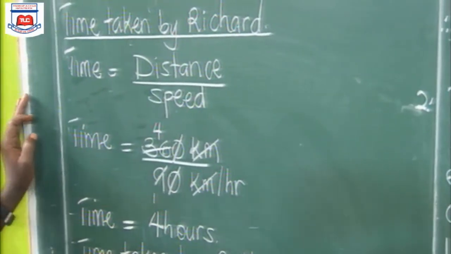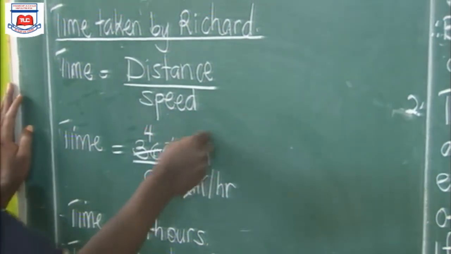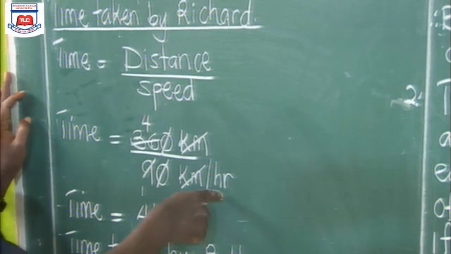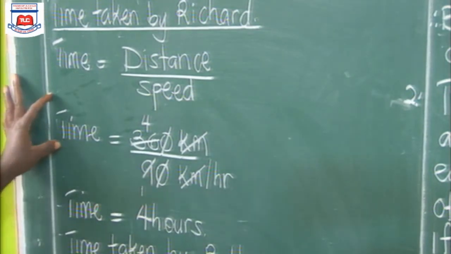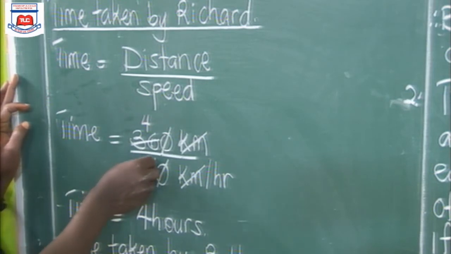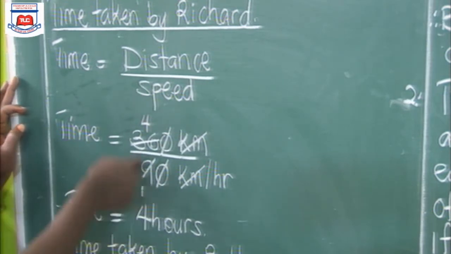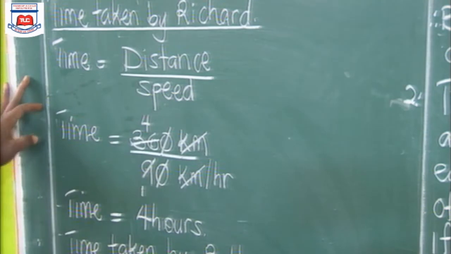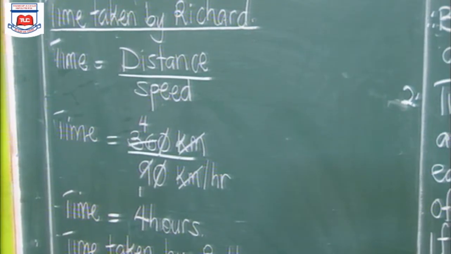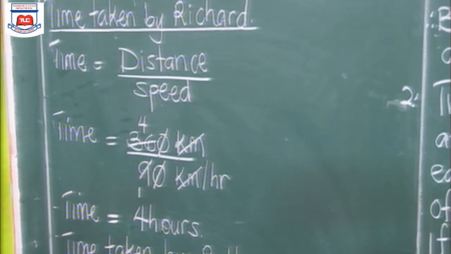Now, cancel off the kilometers for the lookalike here. Kilometers off, remain with hour, so that the time will be hours. Now, we divide by 10 by 10, then 9 divided by 9 is once, and 36 divided by 9 is 4. Thereby taking 4 hours for the entire journey of 360 kilometers.